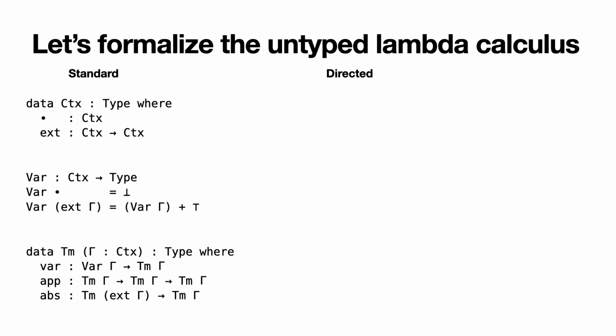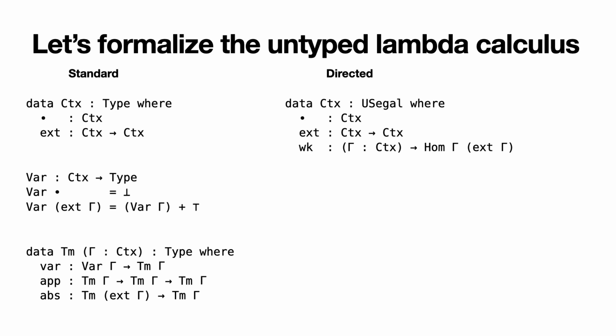So now, what does this definition look like in directed type theory? Well, we're going to define the type of contexts, and again, there's the empty context, and we can extend a context. We're also going to have one more constructor, and this is our directed higher inductive type, that says that for every context gamma, we have a morphism from gamma to the context with one more variable than gamma that corresponds to weakening. One thing to note is that we say that context is in the universe of Segal types because we want it to be a category and thus have unique compositions of morphisms.